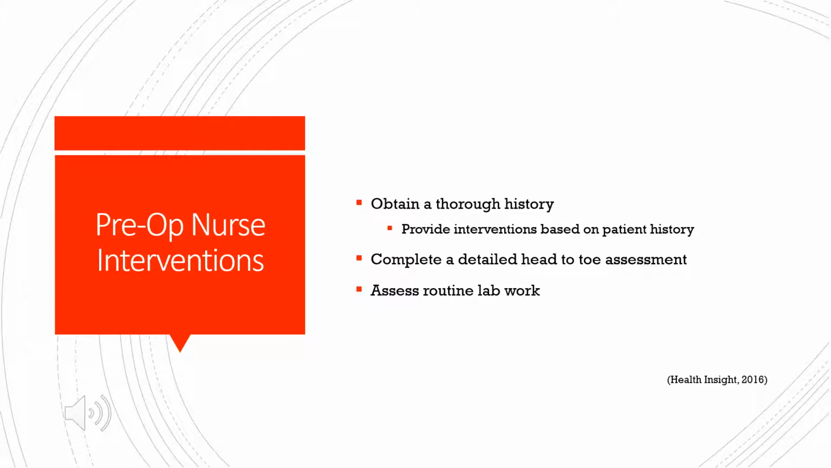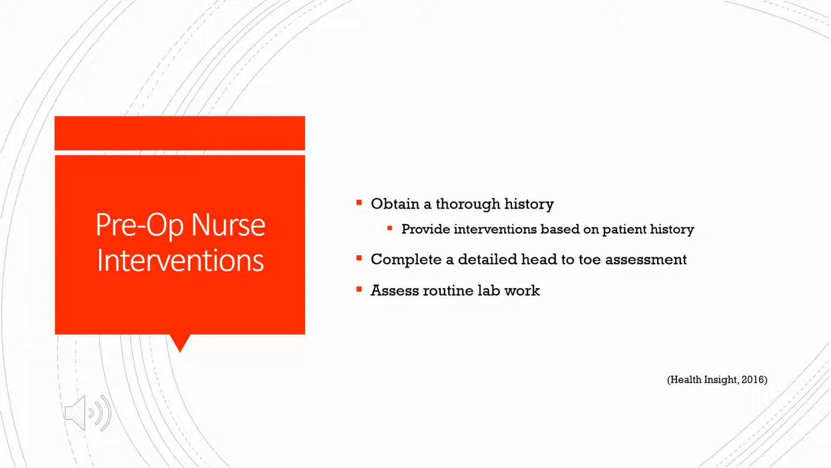In assessing routine lab work, the nurse should find out if the patient discontinued any anticoagulant use 3 days prior to the procedure. Baseline coagulation studies should be done, and these include the PTT and INR. The INR should be less than 1.8 to minimize the patient's risk of bleeding.